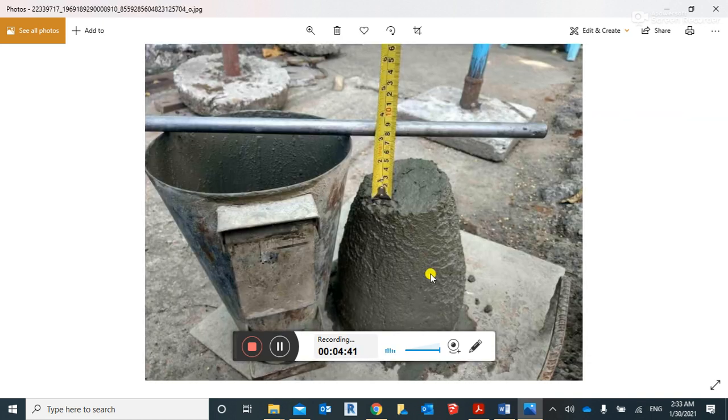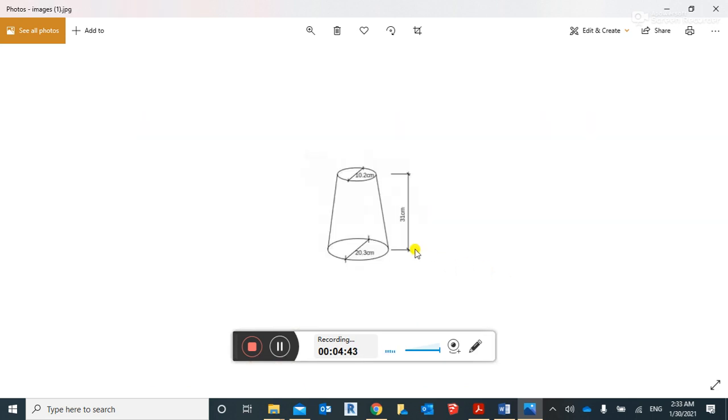First of all, we should know the dimensions for the slump cone test. Guys, this is the apparatus for the slump cone test. The height of the slump cone is 31 centimeter, or sometimes we can also use 30 centimeter. The upper portion diameter is 20.3 centimeter, and the lower, or maybe the outer, this is the outer diameter, this is the inner diameter, is 10.2 centimeter, guys.